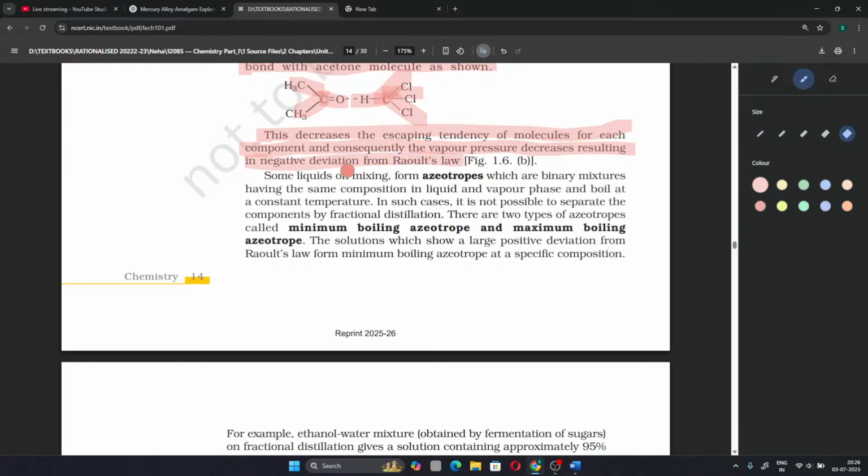Some liquids on mixing form azeotropes, which are binary mixtures having the same composition in liquid and vapor phase and boil at a constant temperature.